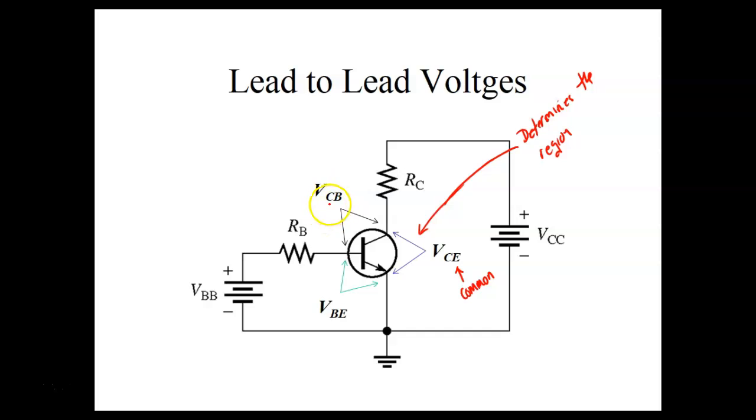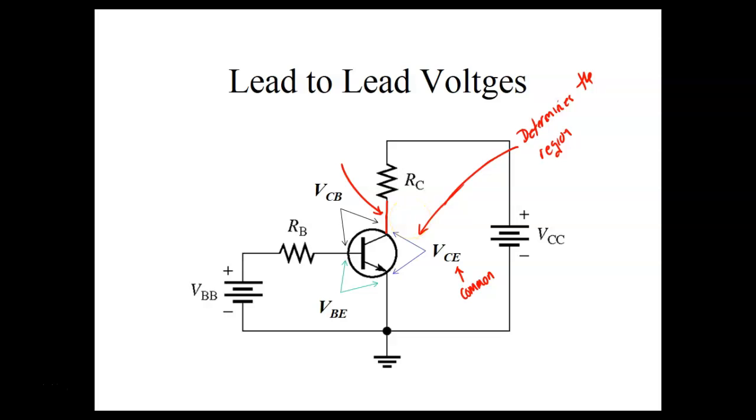If I wanted to measure VCB, I would put my black lead on the base, and I would put my red lead on the collector. If I wanted to remember VBE, I would put my black lead on the emitter. Or, by the way, guys, we talked about this too. You don't have to put it on the collector. You got that big old metal wire right there. You can put it on.